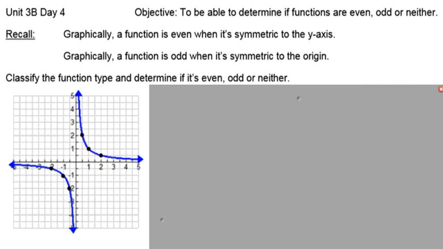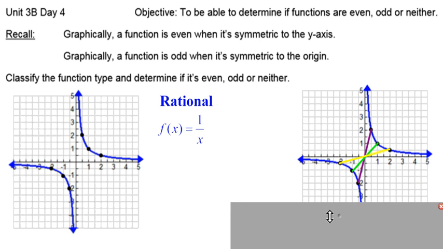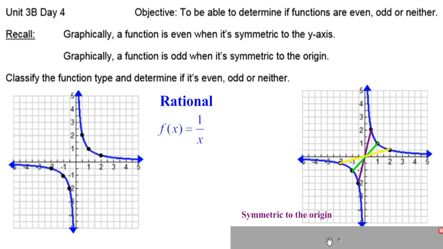Here we have our next graph, and this is representing our rational function, and here's our equation, f of x equals 1 divided by x. Now to try my two symmetry tests, I would draw my line for my y-axis and see if I have mirror images over each other, and I don't. So then I want to see if I pick a point on one part of my function and I draw it through the origin, does it have a match on the other side? And here I can see with those test points they do have some symmetry through the origin, therefore this would be an odd function.